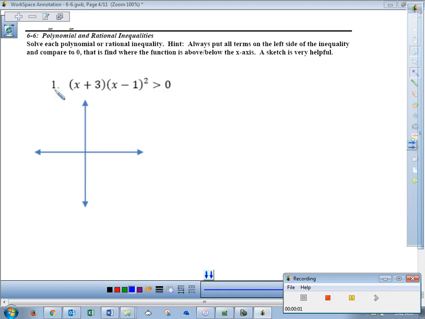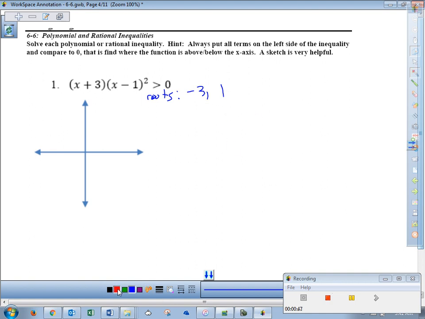So first, let's realize that this is just a plain old polynomial function, and it's in awesome shape for us already. Isn't it in factored form? We know the roots of this already. The roots are at -3 and at 1. Is there any multiplicity in this situation? Which one has multiplicity? 1.